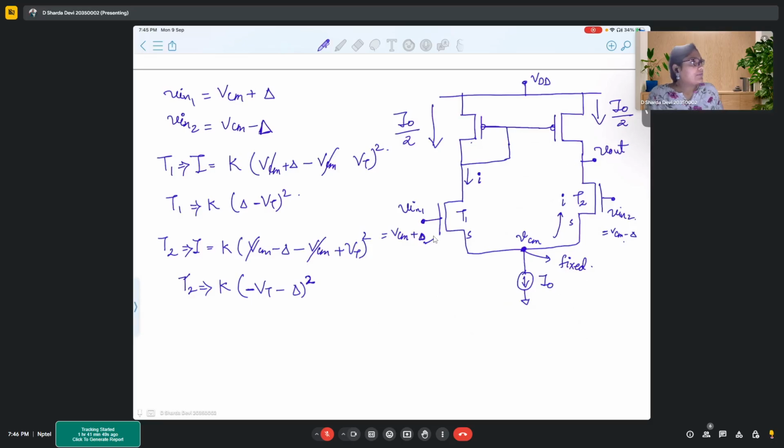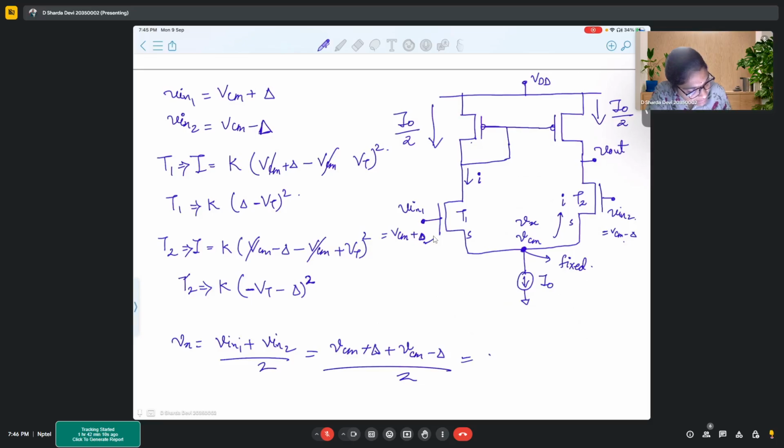Now how did we come to this point Vcm? Vx is basically the average of Vn1 and Vn2, that is, Vcm plus delta plus Vcm minus delta, by 2. So that's how we come to the point that this particular point is at Vcm voltage.